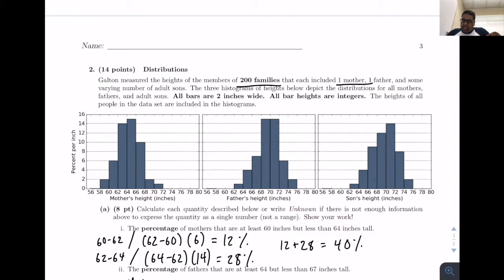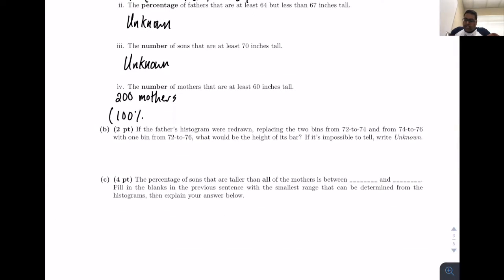And so the area of this bin is 2 times 2, which is 4%, right? Because 60 minus 58 is 2, and its height is 2, right? So 100% minus 2 times 2% times 200. So now we're being asked to find 96% of 200, which quickly we can find out to be 192, which is the number of mothers that are at least 60 inches tall.